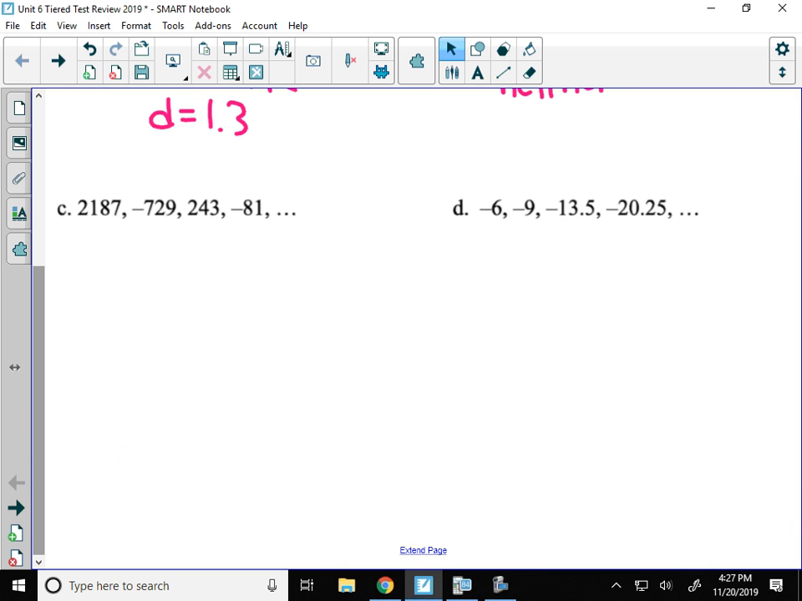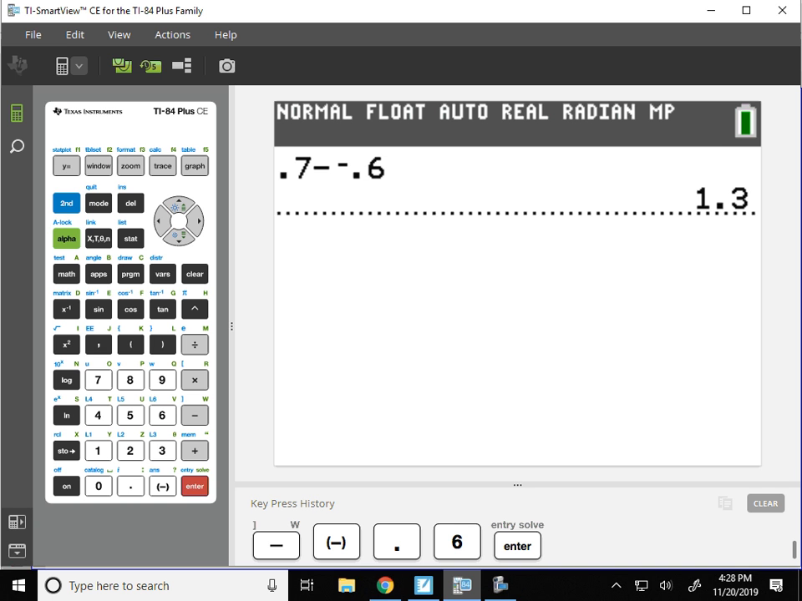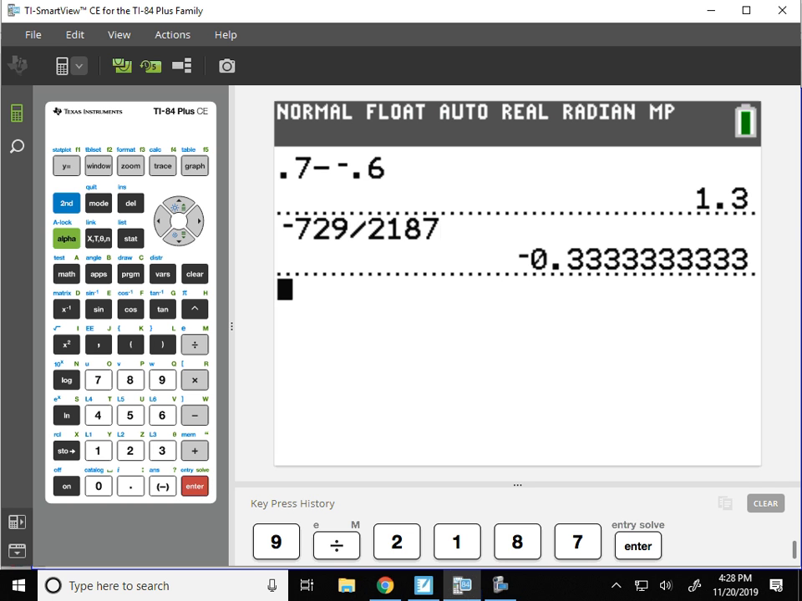Part C here. 2187, negative 729, positive 243, negative 81. Because the signs are alternating, I can automatically say that this is not going to be arithmetic. Arithmetic would not alternate signs. Now I can decide if it's geometric or not. Let's take negative 729 divided by 2187. That gives me the common ratio, negative 1/3.